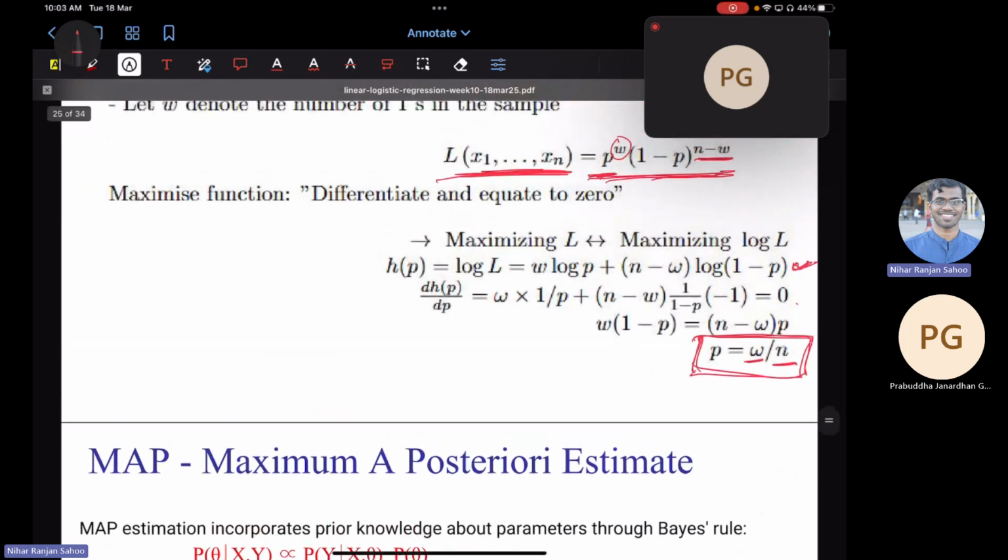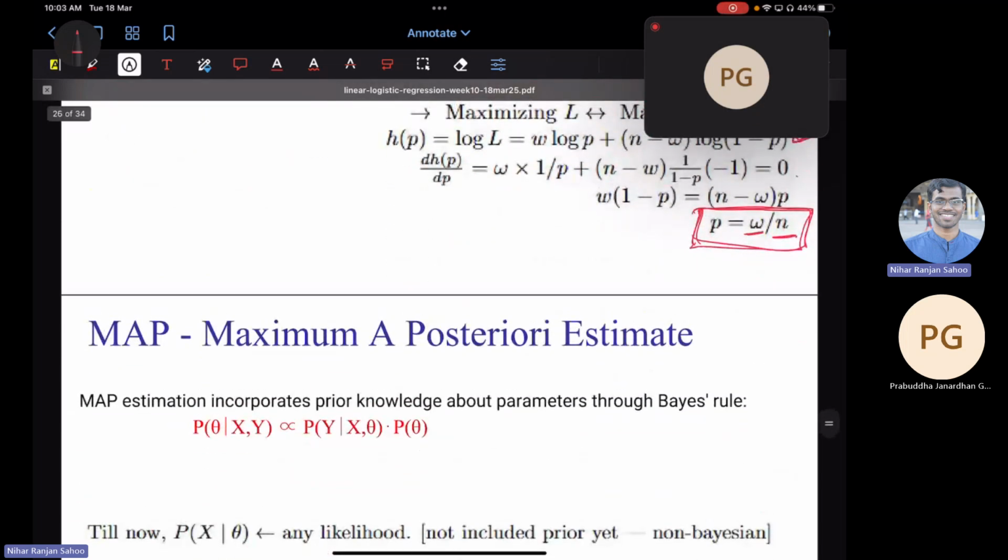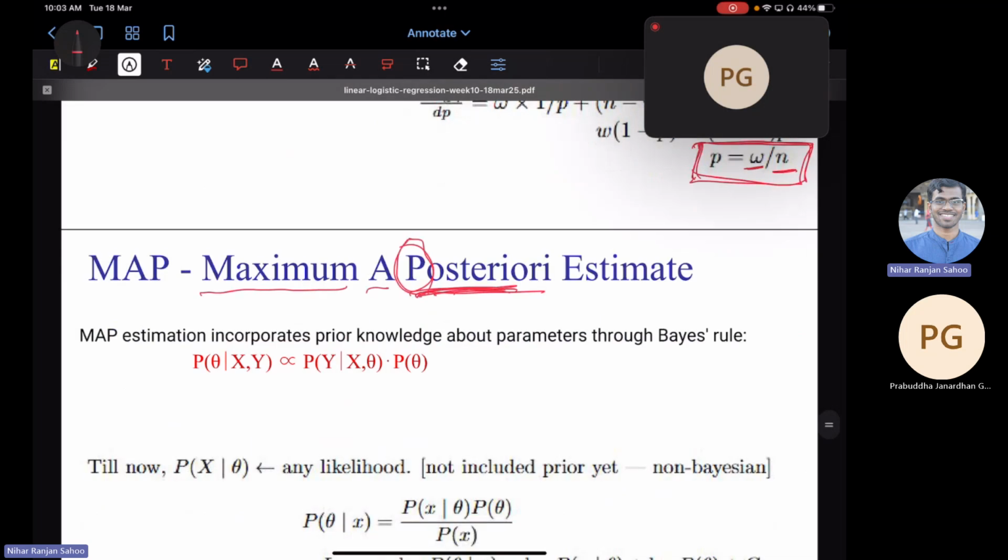So that was MLE. Now let's come to MAP. What does MAP stand for? Maximum A Posteriori estimate, right? So here we are concerned about the posterior distribution, not the likelihood distribution, right?